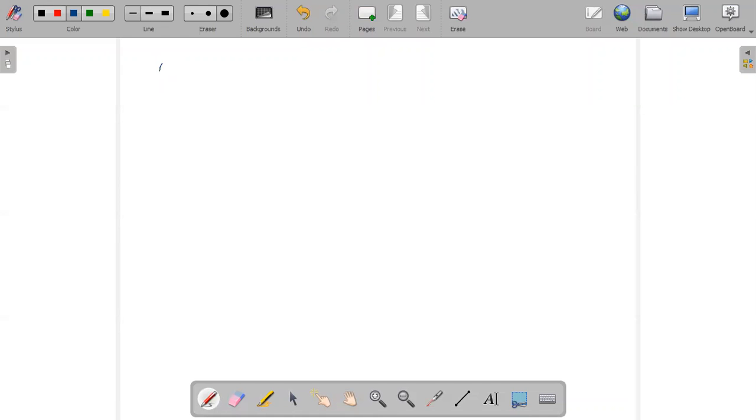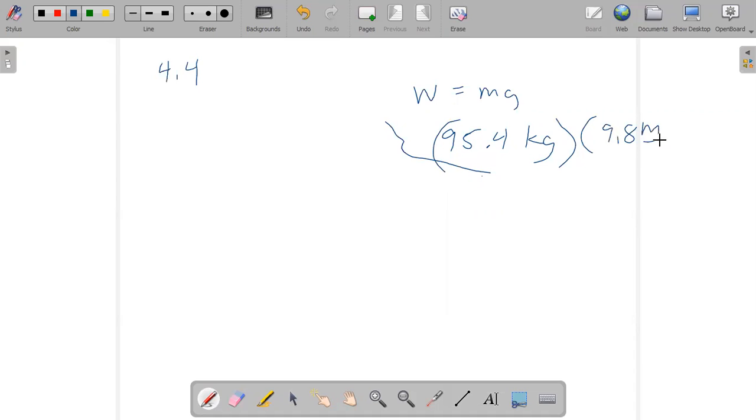4.4 says, one of the authors whose mass is 95.4 kilograms stands on a scale. What weight does the scale read? Well, weight is force. Weight equals mg. So we've got 95.4 kgs times 9.8 meters per second squared. We're assuming he's on Earth. That is 935 newtons.